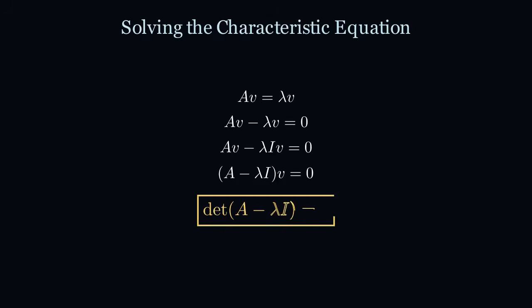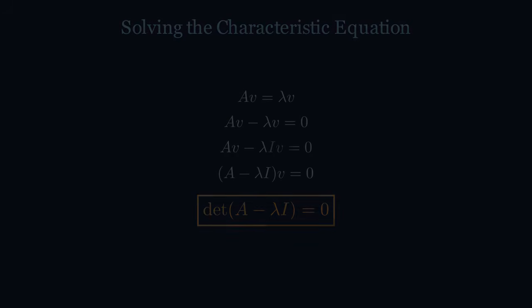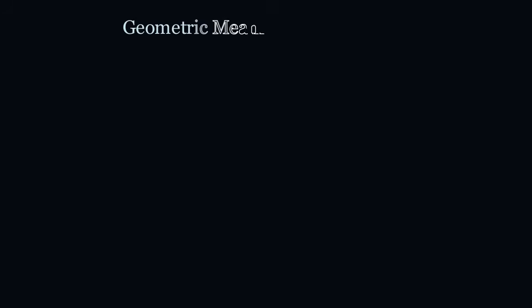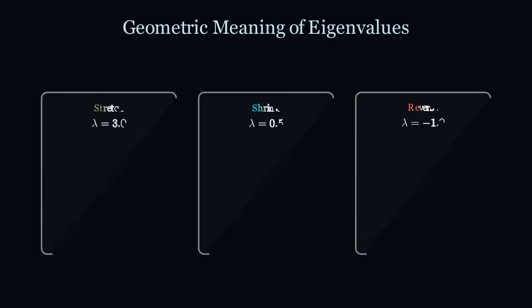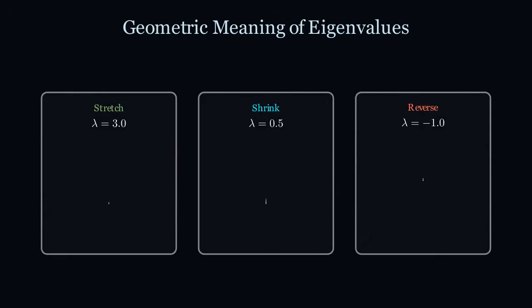For a non-zero vector v to satisfy this equation, the matrix A minus lambda I must compress space down to a lower dimension, which means its determinant must equal 0. Solving the polynomial equation, determinant of (A minus lambda I) equals 0, yields the eigenvalues. Once we solve this polynomial, each resulting eigenvalue lambda corresponds to a specific eigenvector. The magnitude of the eigenvalue tells us exactly how much space stretches or compresses along that eigenvector's path.